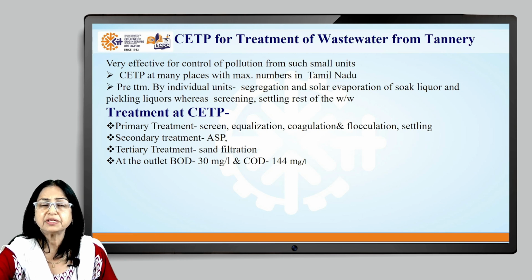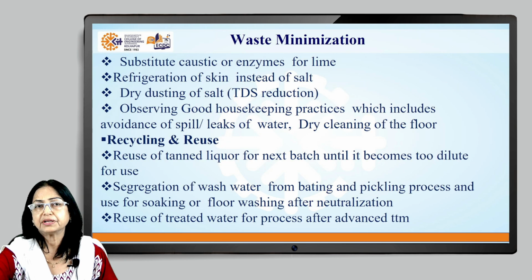Here pre-treatment is given by the individual unit and then the effluent is sent to the CETP where primary, secondary and tertiary treatment is given, and at the outlet of the CETP, a BOD standard of 30 mg per liter and COD of 144 mg per liter is achievable. So, CETP is a very popular alternative for small scale tanneries.